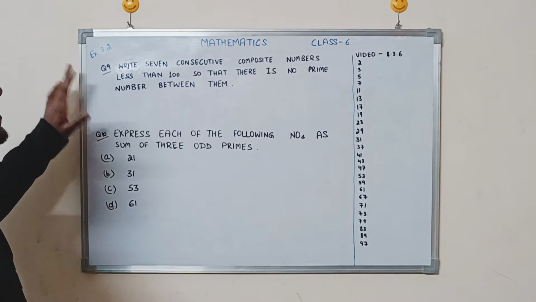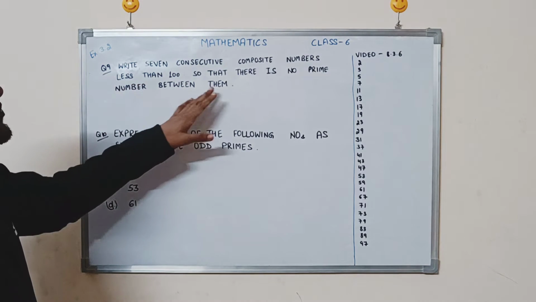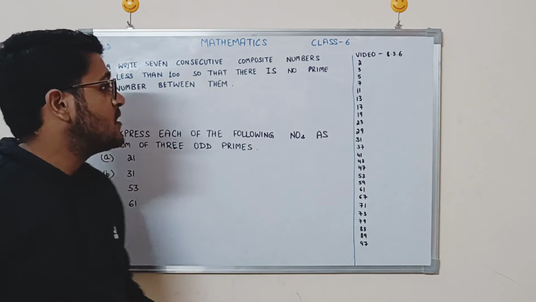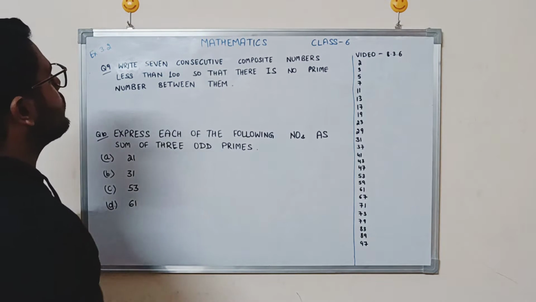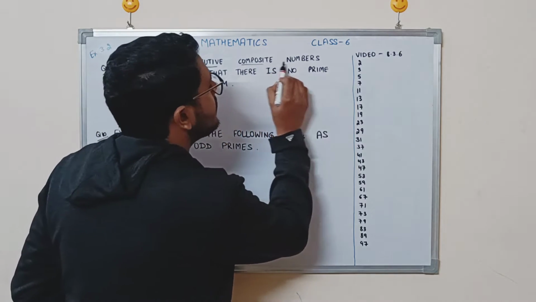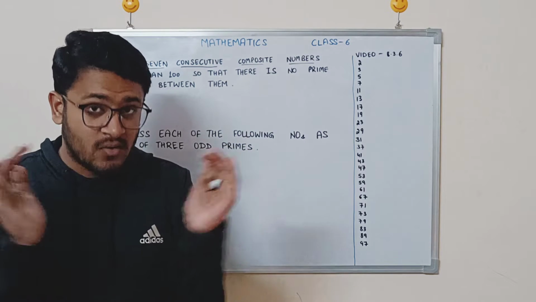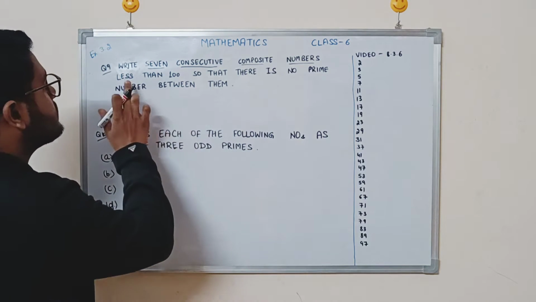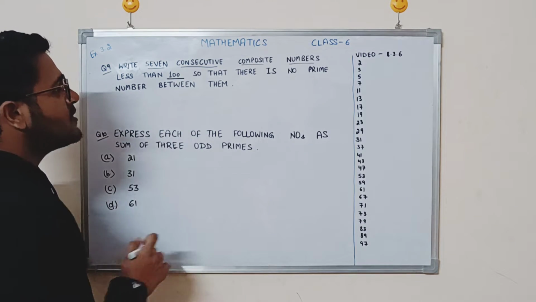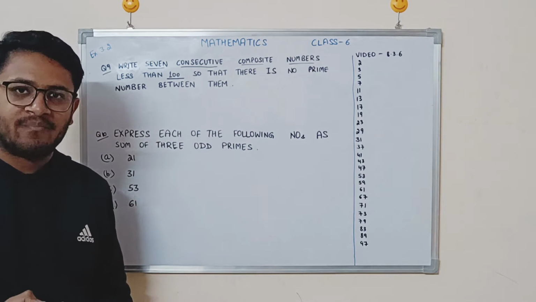So the ninth question is, write 7 consecutive composite numbers less than 100 so that there is no prime number between them, right? So what the question is saying, we need to find 7 composite numbers which are consecutive, right? First, they must be less than 100, okay? So that there is no prime number between them, okay?